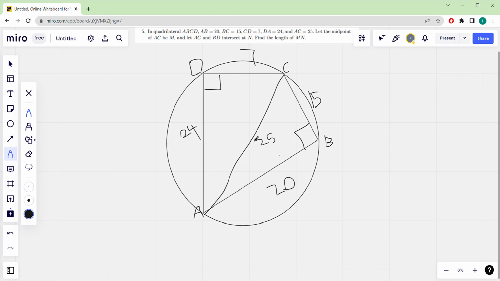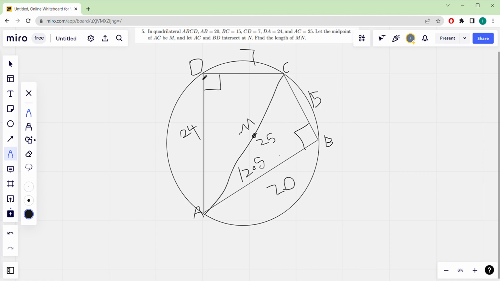And since this is a right angle of the triangle, this must be the diameter of the circle, because we have two right triangles with the hypotenuse 25. So the radius must be 12.5. And so this is M, because this is just the midpoint of AC.